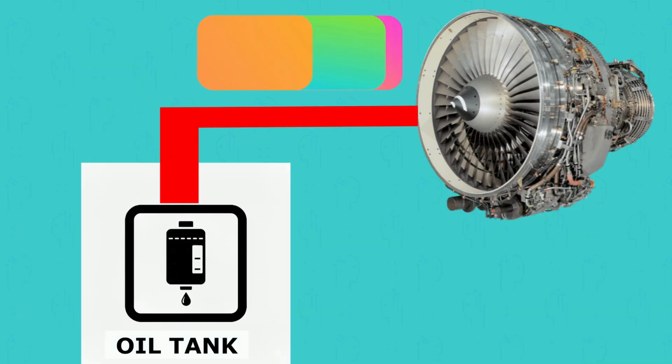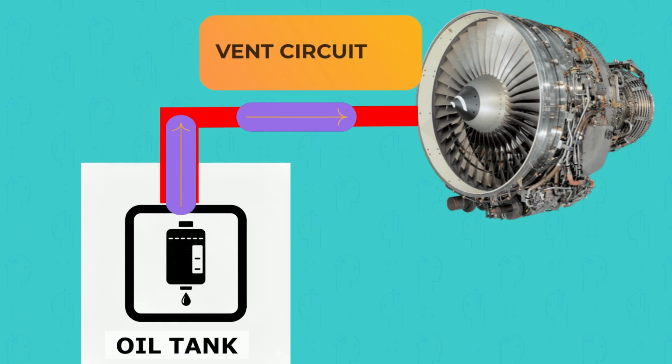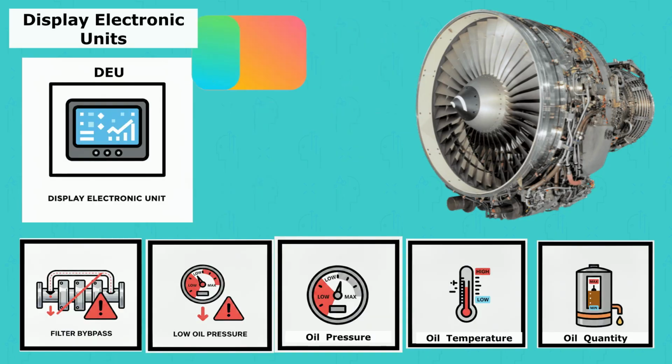tank. Vent circuit. The vent circuit is responsible for balancing air pressures within the oil system. An external vent line is connected to the oil tank. Any undesirable air pressure generated in the system is discharged from the oil tank through this vent line.